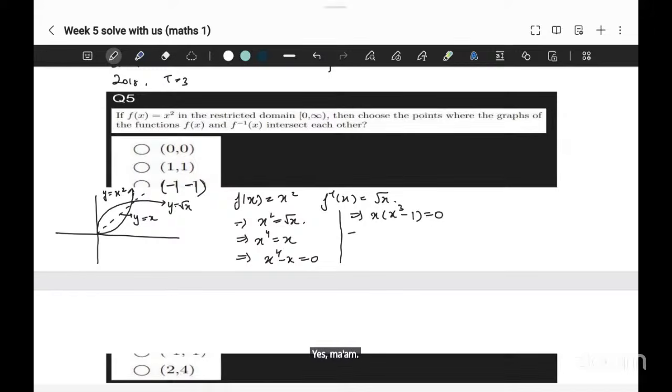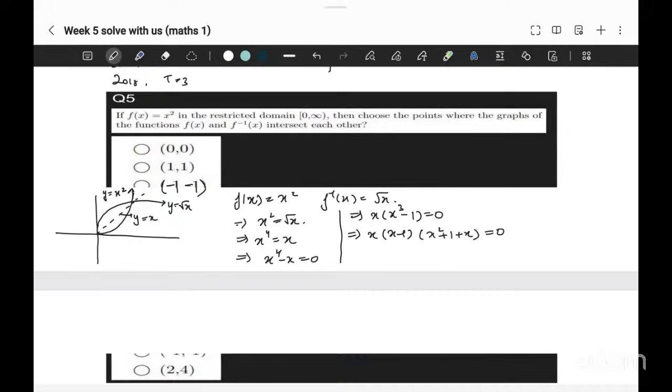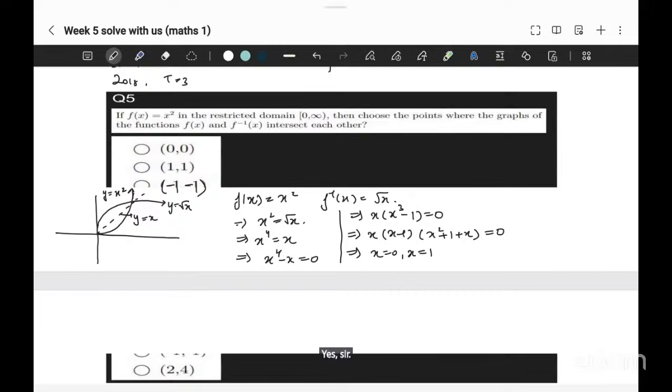Okay. Now if you solve this, x cube minus 1, so this will be looking like a cube minus b cube. Now from this equation, I have two roots, right? So for this, x equals 0 and x equals 1, correct? And for this part, we don't have any real roots, right?